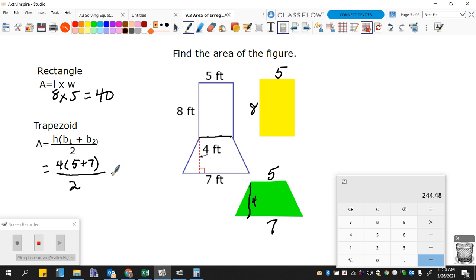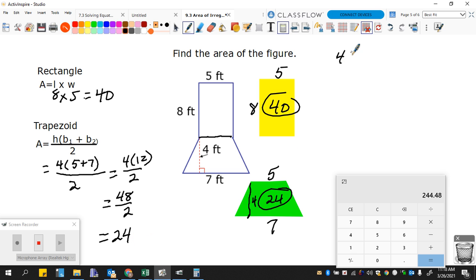All right. 5 plus 7 is 12. So we're going to say 4 times 12 divided by 2. 4 times 12 is 48 divided by 2, which is 24 square feet. Okay, now that we know that this is 40 up here, we know this is 24 down here. All right, so we're going to add them together. 40 plus 24 is 64 square feet.